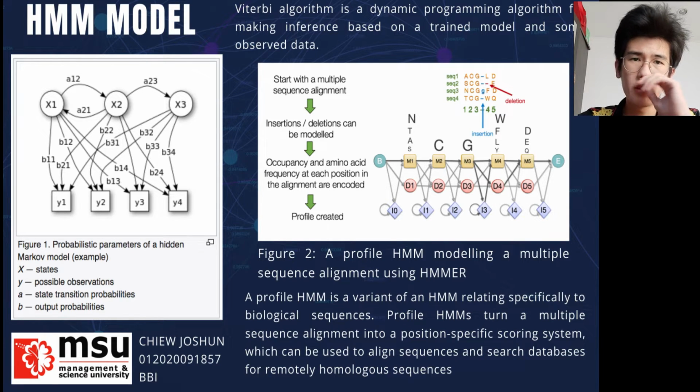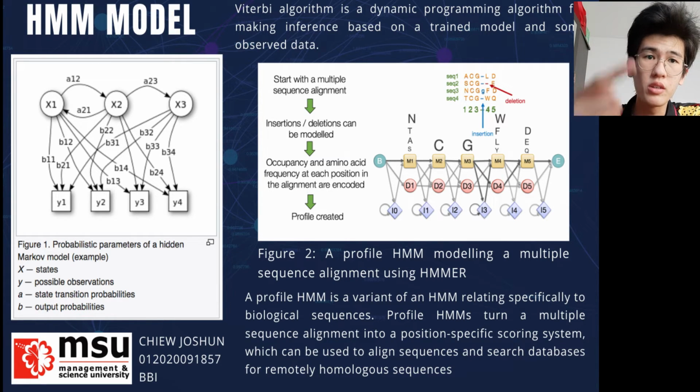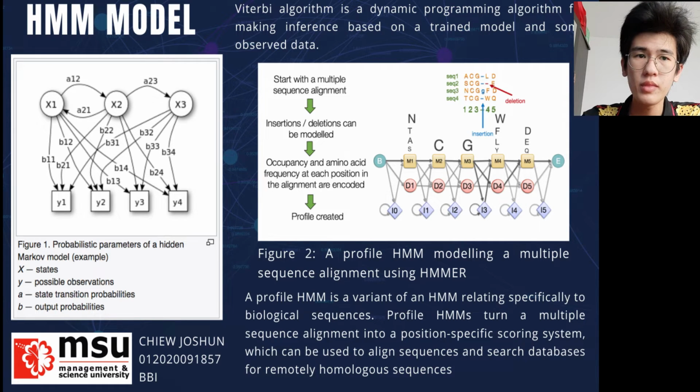A profile HMM is a variant of HMM relating function specifically to biological sequences. It turns the MSA into a profile-specific scoring system. Just like I mentioned, it creates a model which is then used as a specific scoring system. Then you can align the sequences and search a database for homologous sequences, meaning you can search back the homologs of any proteins.